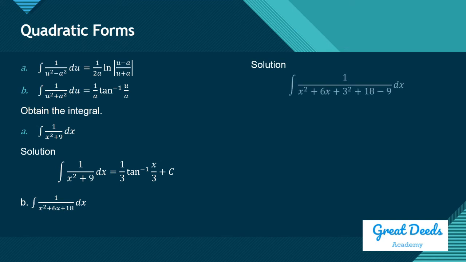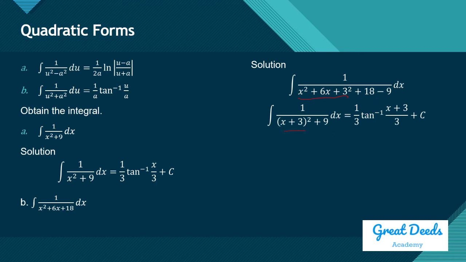Again, we complete the square. You divide x by 2, you add it and subtract it at the same time. This is now equal to this. This whole 3 terms is equal to the square of x plus 3, and 18 minus 9 is 9.